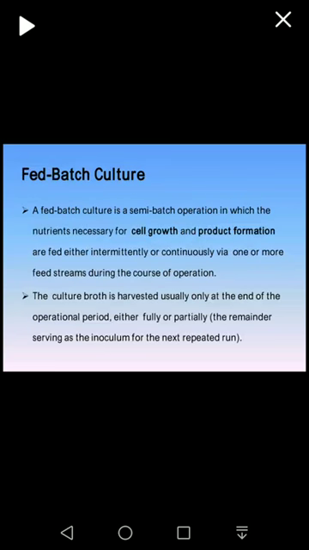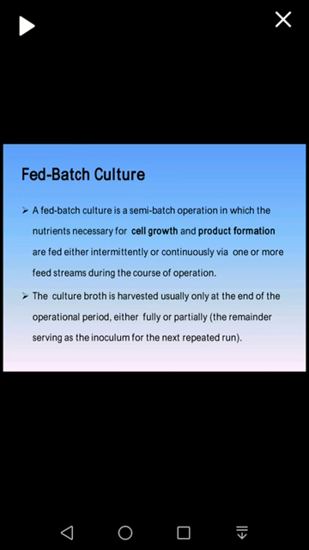Right, moving towards fed batch culture. A fed batch culture is a semi-batch operation in which the nutrients necessary for cell growth and product formation are fed either intermittently or continuously via one or more feed streams during the course of operation. The culture broth is harvested usually only at the end of the operational period, either fully or partially, the remainder serving as the inoculum for the next repeated round.